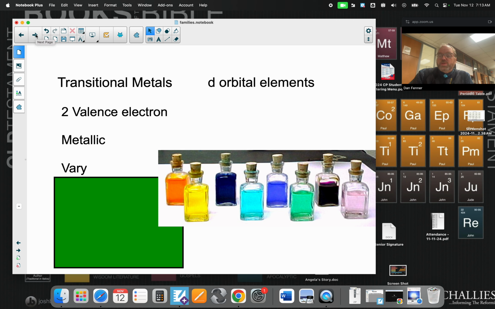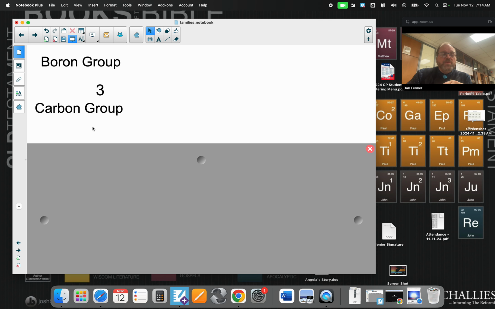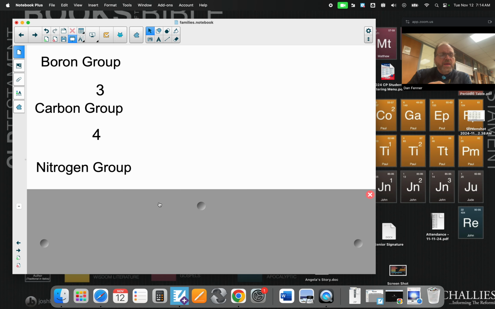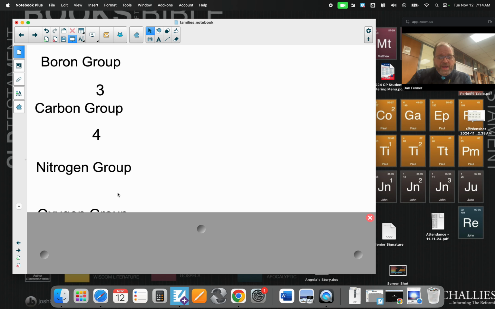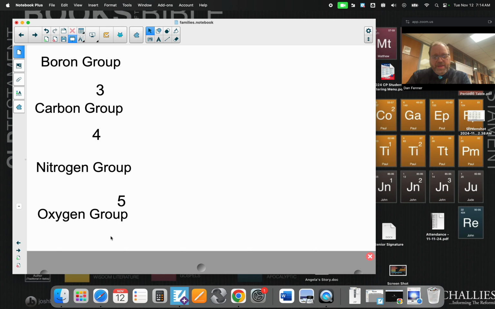All right, now the next ones are strange because they really aren't that common. But what we do is we identify them with the number of valence electrons, and that's it. So boron group has 3 valence electrons, and that's it. That's the only common characteristic. Carbon group, it's from carbon down, has 4 valence electrons. Nitrogen group, you got it, has 5 valence electrons. And oxygen group has 6 valence electrons. And that's the only common characteristic of them because you have everything from boron to aluminum.